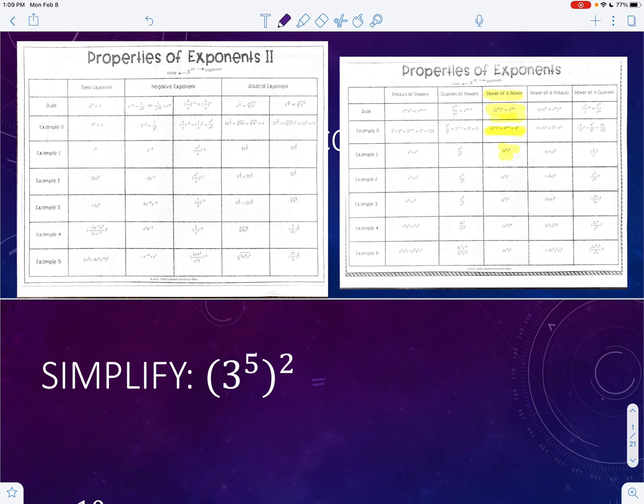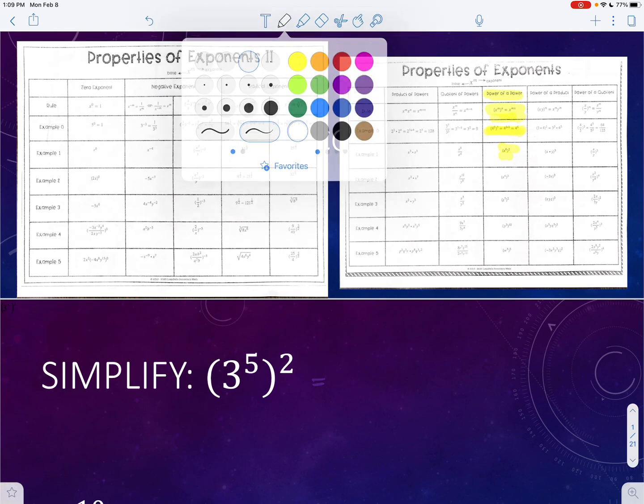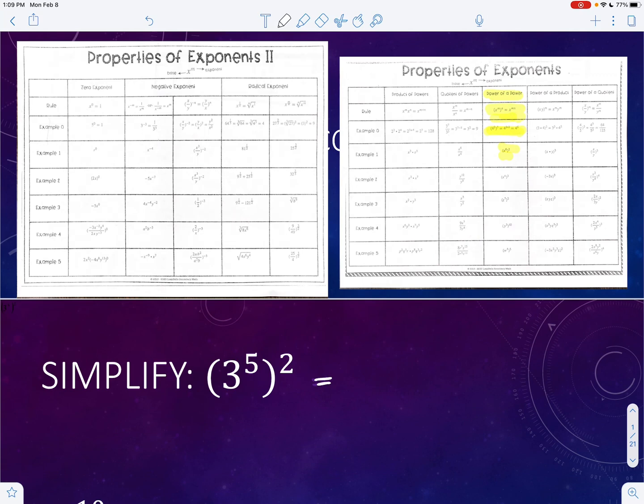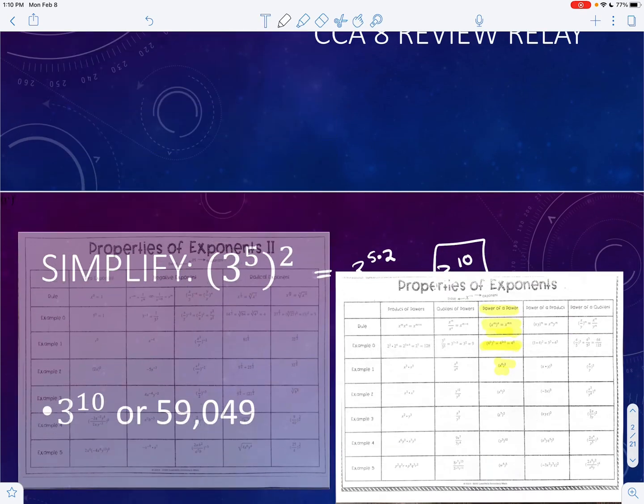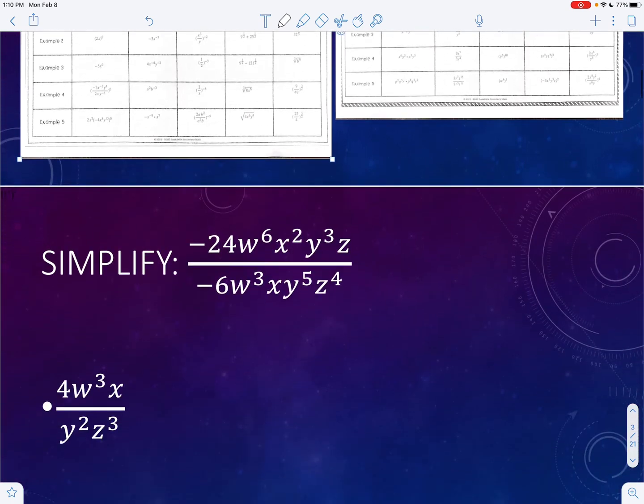So this would become 3 to the 5 times 2, which is 3 to the 10. And we're done with that problem. Now we're going to scroll on down to the next problem. I am going to be dragging and dropping my little worksheets with me as I go.